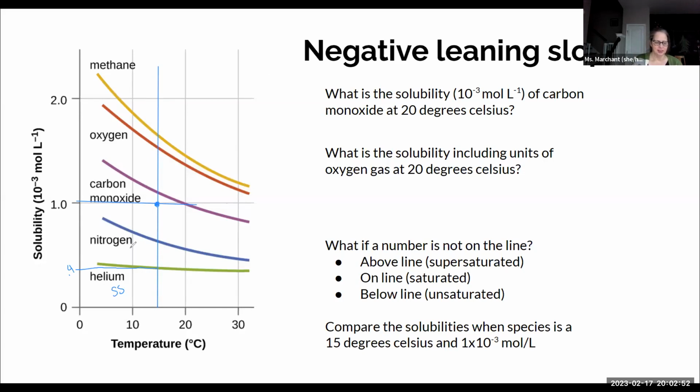Supersaturated. Nitrogen gas, supersaturated. Carbon monoxide can dissolve about 1.1. So carbon monoxide can dissolve more. Okay, so carbon monoxide is unsaturated currently because our point is below the line. Oxygen and methane are unsaturated at that point. And that's all for today.